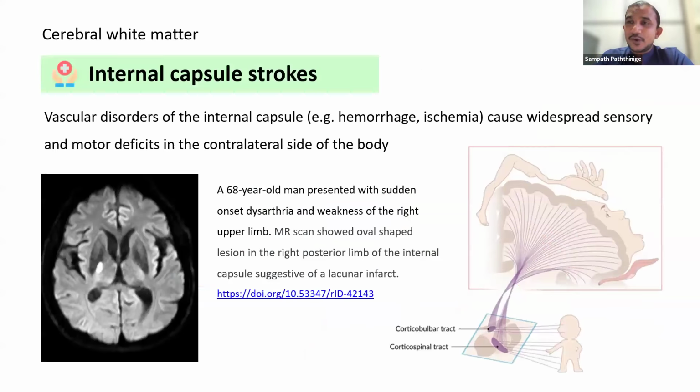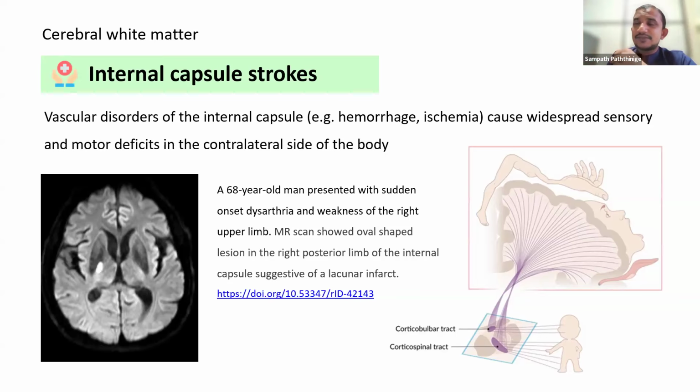So the internal capsule strokes. Most of the blood supply of the internal capsule comes from the small branches of the middle cerebral artery, and it is affected by small infarcts, the lacunar infarcts. The effect will depend on the area of the internal capsule that is affected, because you learned that the anterior limb, the genu, and the posterior limb have different types of information. But usually the internal capsule is a very condensed area of neural fiber tracts.